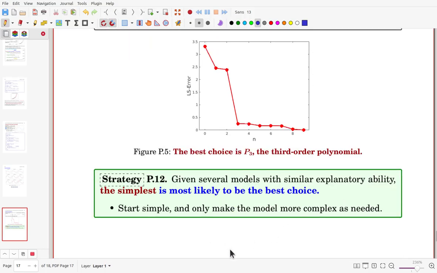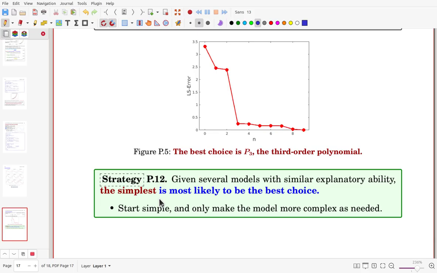Now, the strategy in choosing the best model is given here. Given several models with a similar explanatory ability, so it's around there, it's similar. However, for that one, you have oscillation. So you may try to choose from 3 to 7. The simplest is most likely to be the best choice.